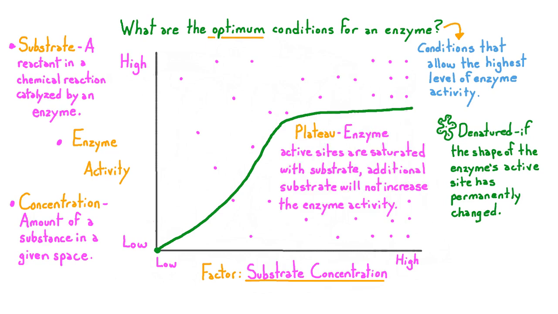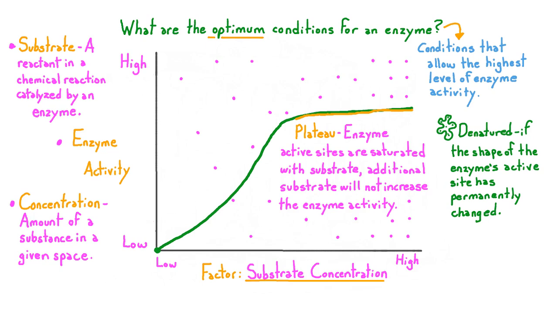At this point, we say the enzyme activity has reached a plateau. Those enzymes are working as fast as they can, turning over one chemical reaction after another. Their active sites are just as full as possible. Even if you add more substrate, they just can't work faster.